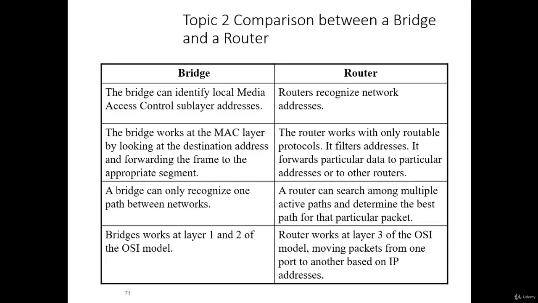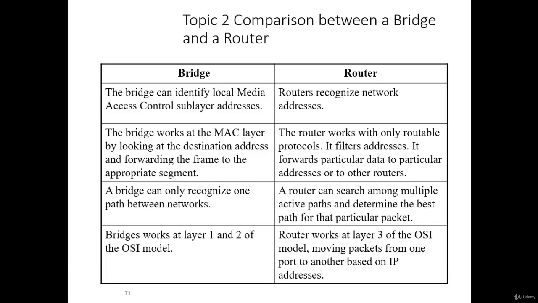Comparison between a bridge and a router. The bridge can identify local media access control sublayer addresses. A router recognizes network addresses. The bridge works at the MAC layer by looking at the destination address and forwarding the frame to the appropriate segment. The router works with only routable protocols. It filters addresses. It forwards particular data to particular addresses or to other routers.